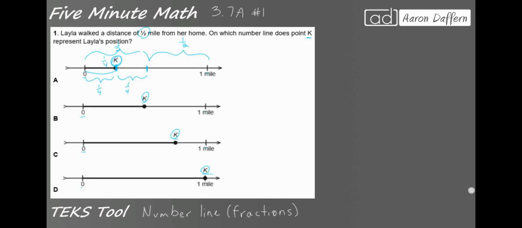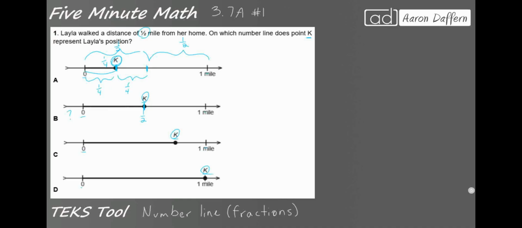And so we could do the same thing with B. Obviously, that's not what we're looking for. We're looking for 1/2. If I were to do that same thing, if I were to cut it in half, it looks like I'm going to land right where I want to. So I'm thinking B is going to be my answer, but let's double check C and D.